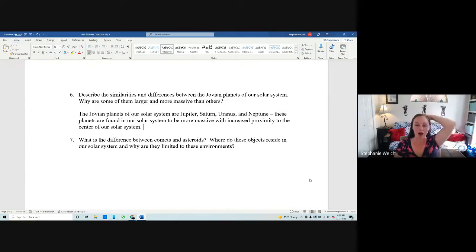So take, for instance, this is the sequence in which they're found. Jupiter is about 5 times further away from the sun than the Earth is. Saturn's about 10 times further. Uranus is about 20 times further away from the sun than the Earth is. And Neptune's about 30 times. So there's lots and lots of distance between all of these solar system bodies.